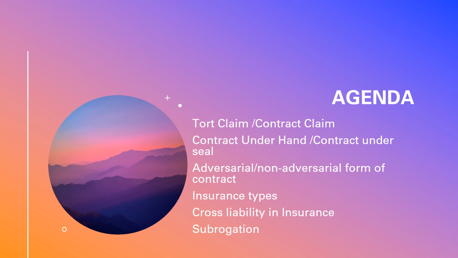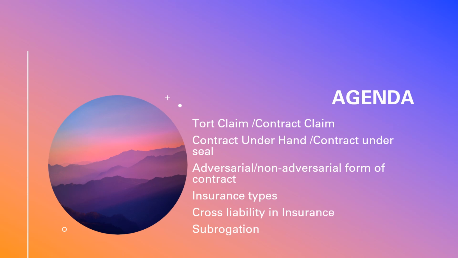You don't need to go deep into it actually, but make sure guys, in practice, when you sign the contract, make sure you stamp it and sign it. Now, adversarial and non-adversarial forms of contract. From the word itself, you can understand what this is. Any form of contract that will potentially create an adversarial relationship between the parties, that's the adversarial form of contract.